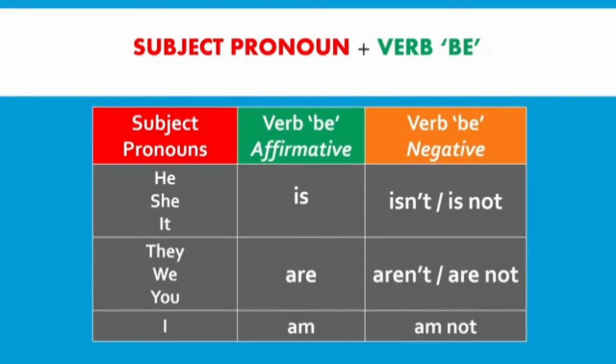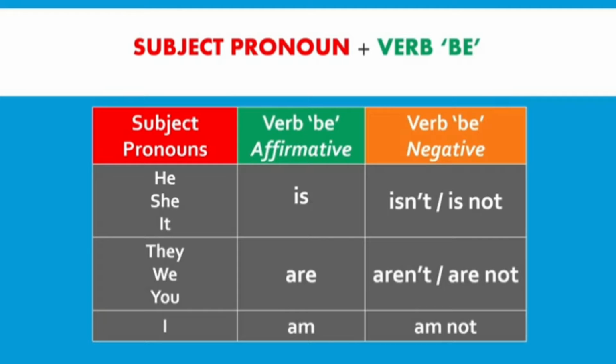The same thing goes to subject pronouns they, we, and you. If the statement that we are giving is a yes or affirmative, then the verb be that we are going to use is are. The same thing when we want to say no to our statement, but the subject pronouns that we use are they, we, and you, then we have to go for are not. Or if you prefer to use contractions, then you go for aren't.